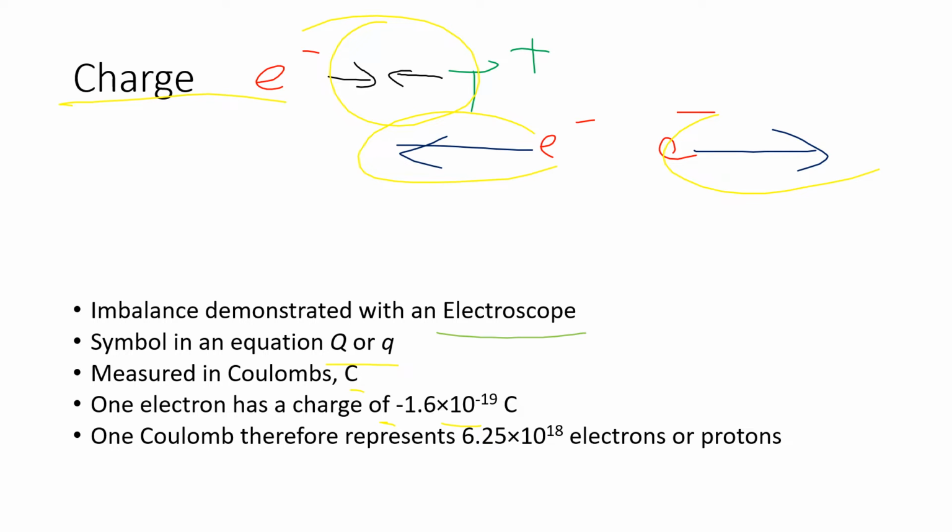And therefore, to have a coulomb's worth of charge, 1 coulomb, we've got to have 6.25 times 10 to the 18 electrons if it was a negative coulomb's worth of charge, or protons if it was a positive coulomb's worth of charge. Again, they're so small that you can't get your head around how big that number is. I think that's 6.25 billion billions, I think.